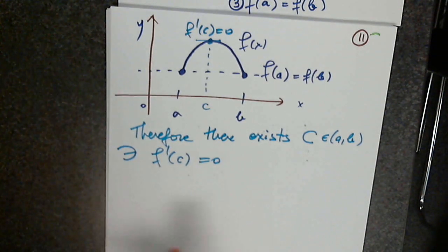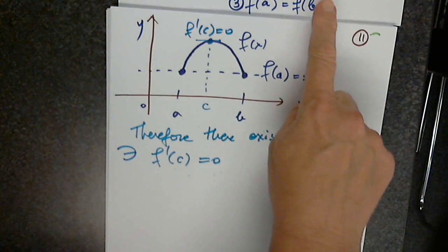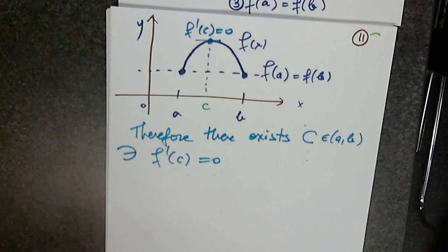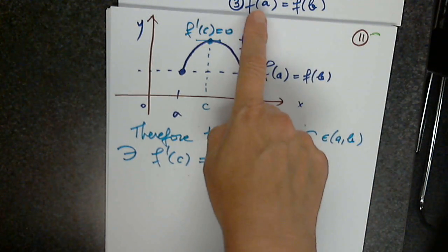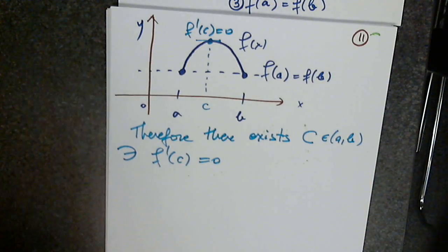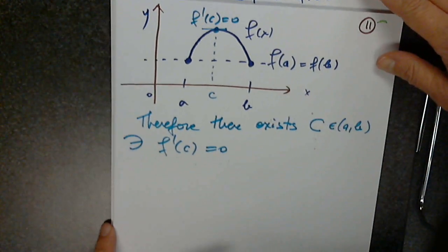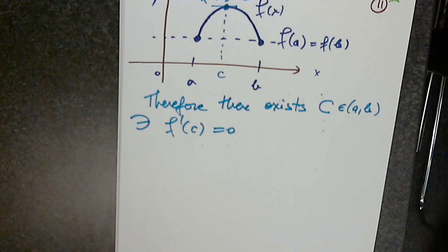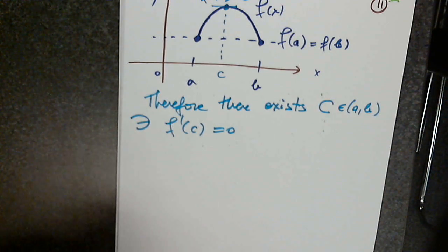is continuous on [a, b], differentiable on the open interval (a, b). It doesn't have to be differentiable at the endpoints, but this is mandatory: f of a must equal f of b. Therefore, we can conclude that the function has to have at least one turning point, at least one.